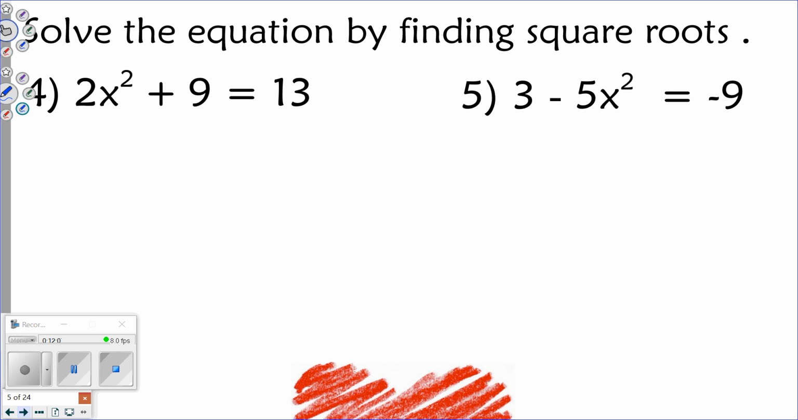Oh, but then I just added more numbers to it. You knew that was coming, right? All right, so number 4.